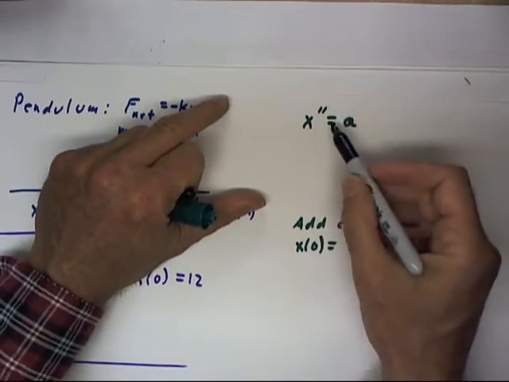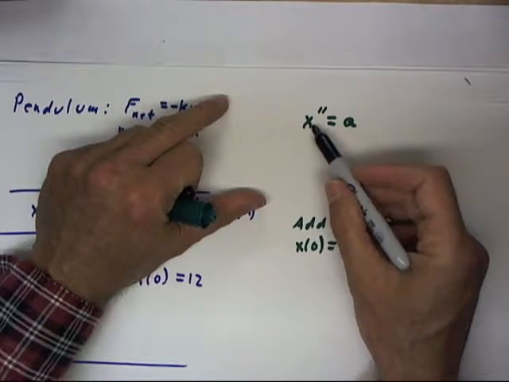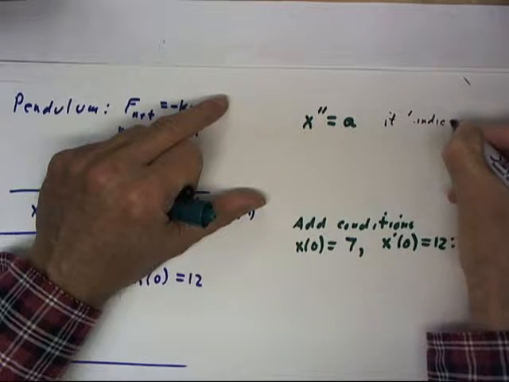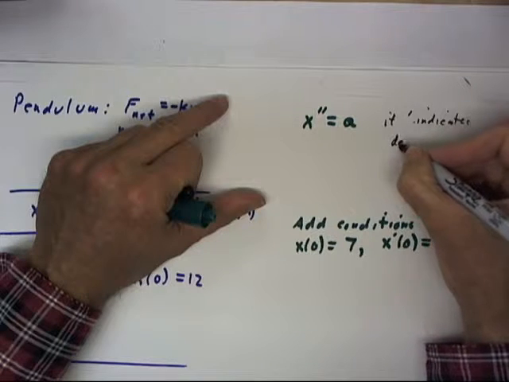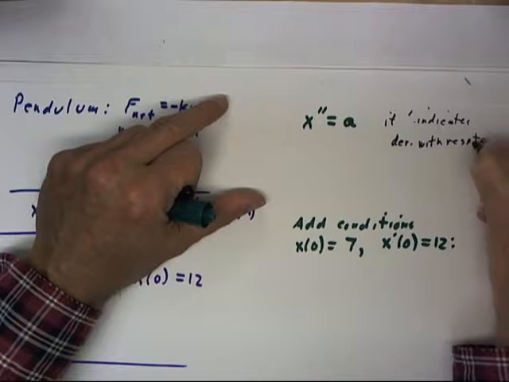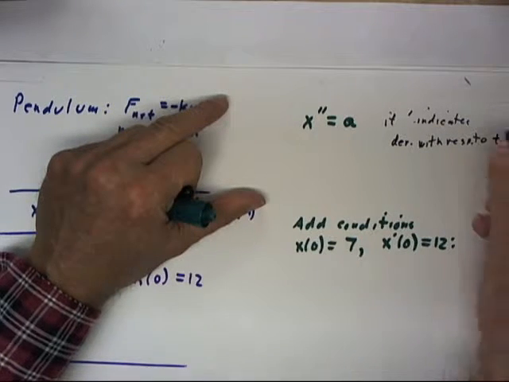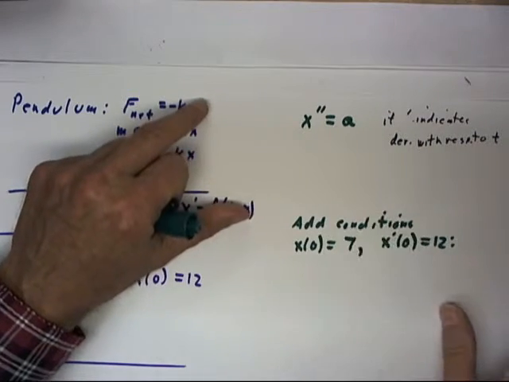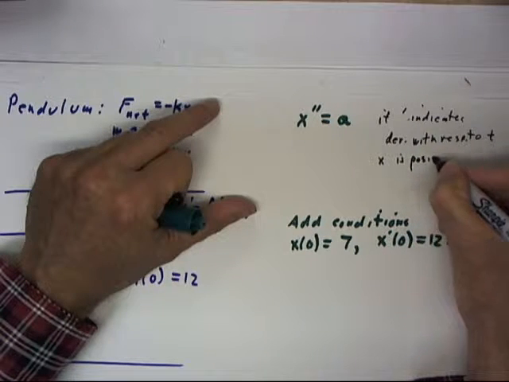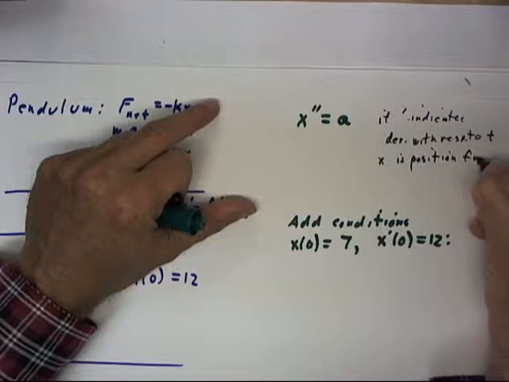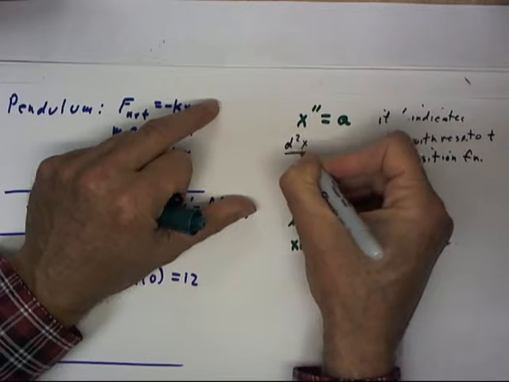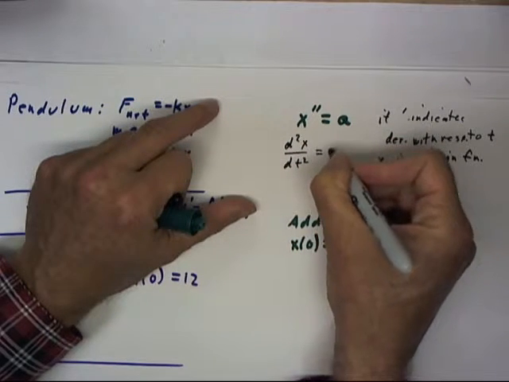We start with the idea that x double prime equals a. Now the prime indicates derivative with respect to a variable t, which we interpret as clock time or time, so that x is position function. So that x double prime equals a really means second derivative of x with respect to t equals a.